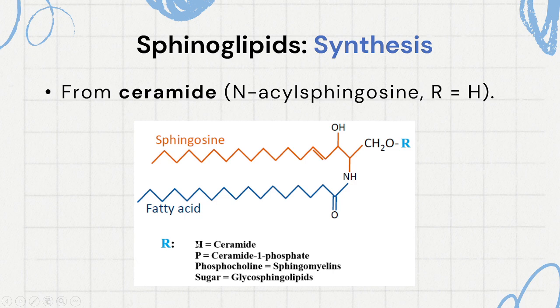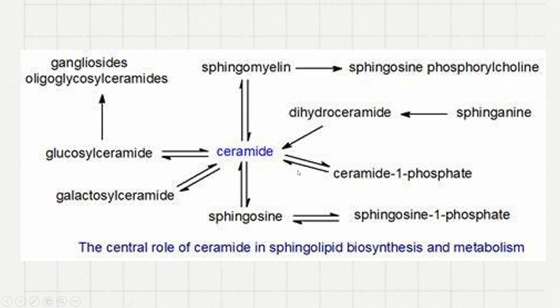When this hydrogen is replaced by phosphate, it will be ceramide 1-phosphate. When it is replaced by phosphocholine, it will be a sphingomyelin, and if this R is replaced by sugar, it will be a glycosphingolipid. And this is to show you the central position of ceramide as a parent.